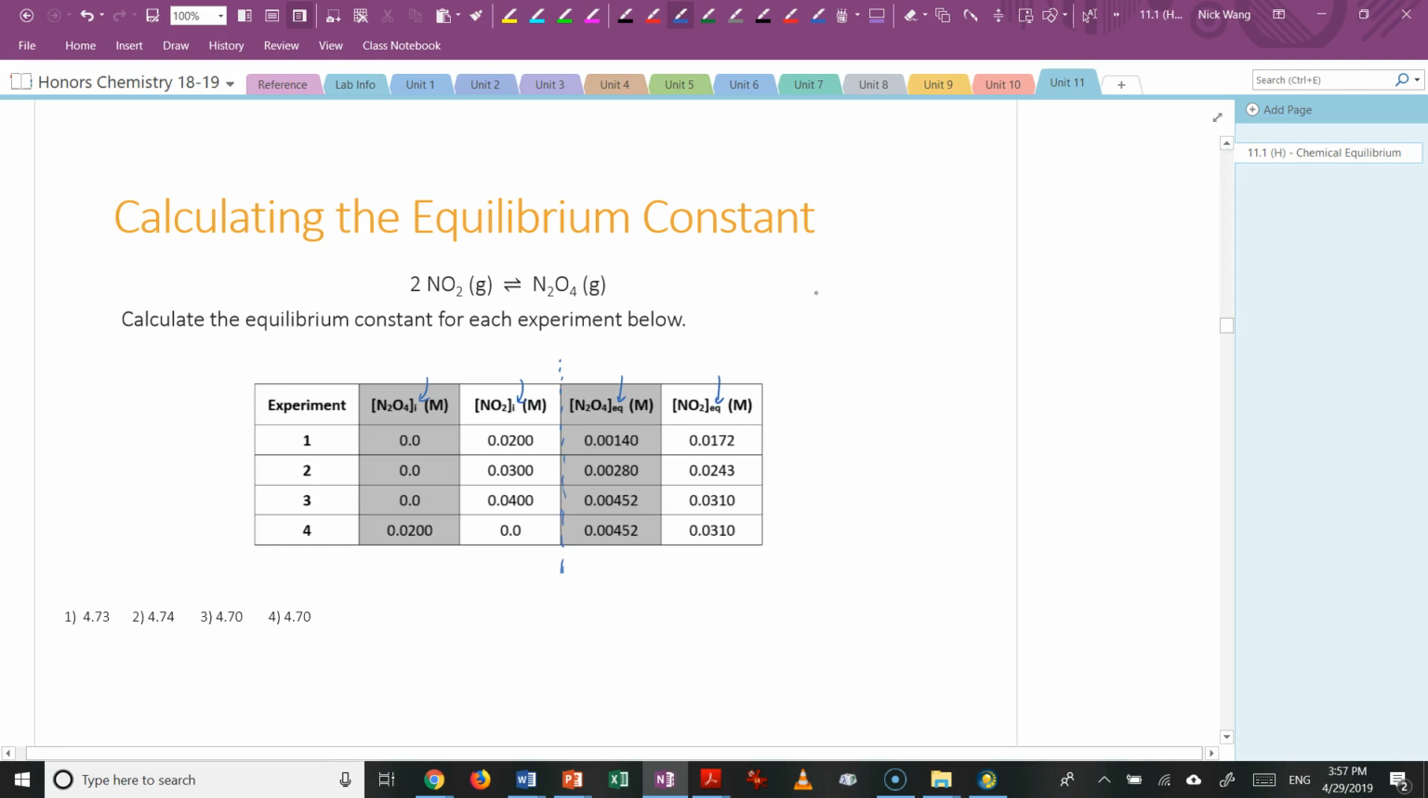So to calculate it, remember you're going to have to start with your equilibrium expression. That's going to be products over reactants. It's going to be N2O4 raised to the first power over NO2 squared. And so at this point, we're just going to plug some numbers in. So let's go ahead and do it for each experiment. Let's start with experiment number 1. To make that happen, we say, okay, I've got to solve for that equilibrium constant, K, which is equal to N2O4 divided by NO2 squared.